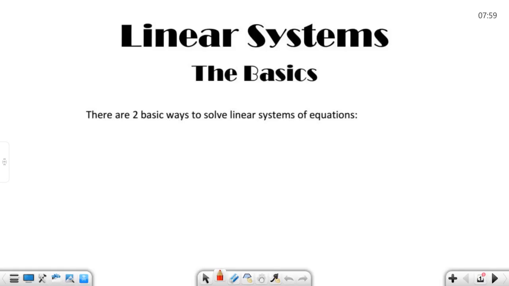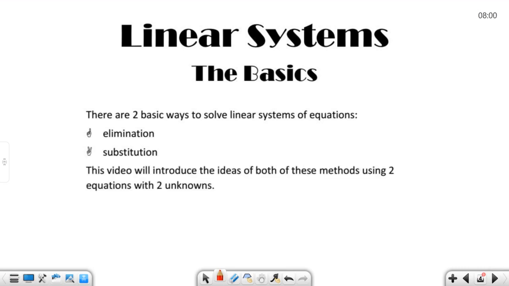Linear systems, the basics. There are two basic ways to solve linear systems of equations. One is elimination, which I grew up calling elimination by addition, and there's some other name I've heard and don't remember right now. So if you see it, you go, oh, that's what I'm doing, but it's not called that. That's fine. And then substitution. Those are the two basic ways, and I'm going to call them basic for the purposes of this video.